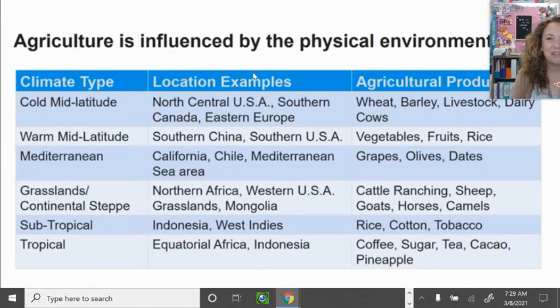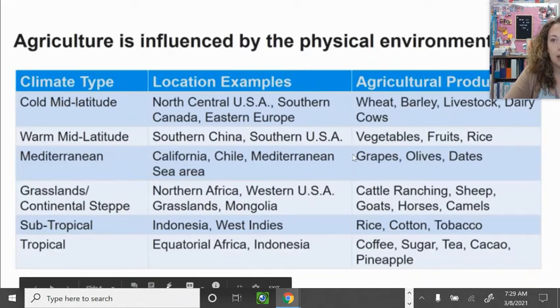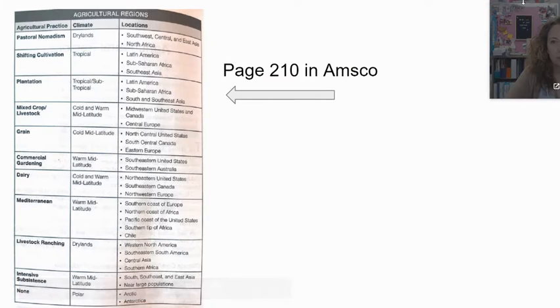Agriculture is influenced by the physical environment. Again, make sure you have a rough understanding of what the climate type is and what can be grown there. With modern technology, we have kind of usurped some of those climates. We can grow tropical fruit in a colder area because we have a greenhouse. But understand, from a physical perspective, where these crops can naturally be grown.